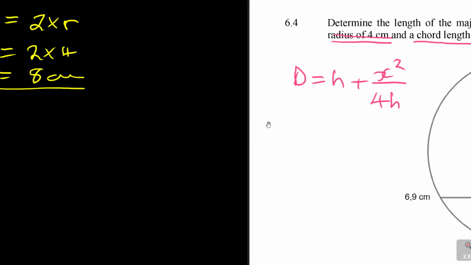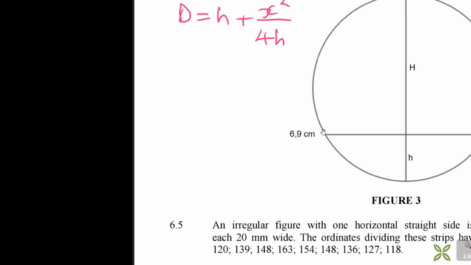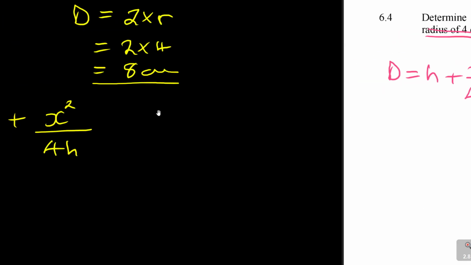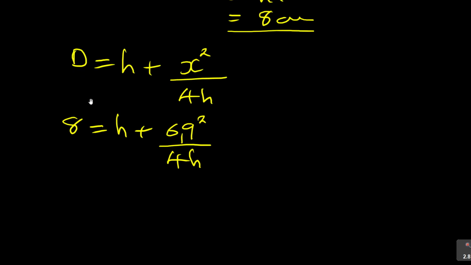Then from here, you have to input now. They told you the D we have. The x is what? 6.9. They told us chord length, also x, 6.9. So D now is 8, equal to h plus x squared, which is 6.9 squared, over 4h. Guess what? We are supposed to solve for h. Whenever you are dealing with h here, it will become a quadratic equation. That quadratic equation will give us 2 answers, but let's do it so that you will be able to flow with that. Now, how do you find h?